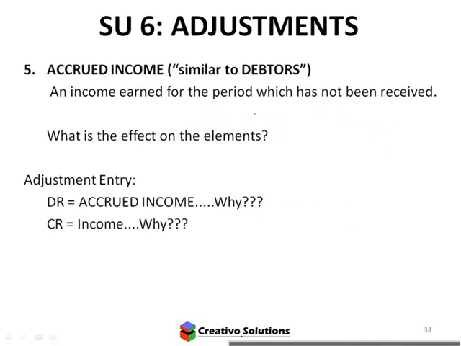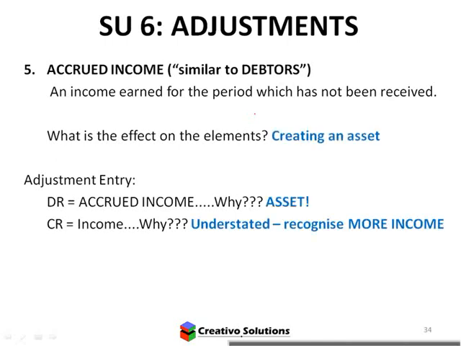Okay, what is this? Correct. Similar to debtors, so it must be a current asset. Here you need to recognize more income because you've done something and you are entitled to it, but it hasn't been received. So I give someone a product, i.e. I'm selling to them on credit basically. Same thing applies here. Very similar to debtors. That's probably the best way of remembering what accrued income is. Just think about it like a credit sale. So understated, i.e. recognize more income.